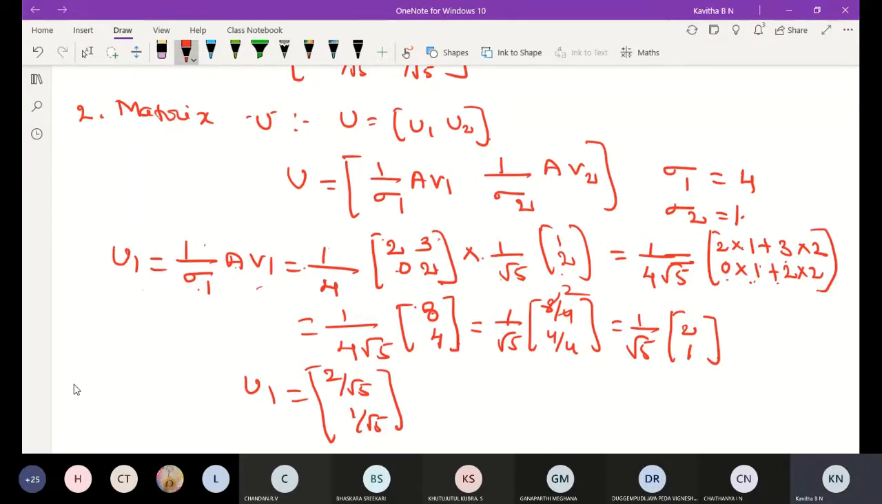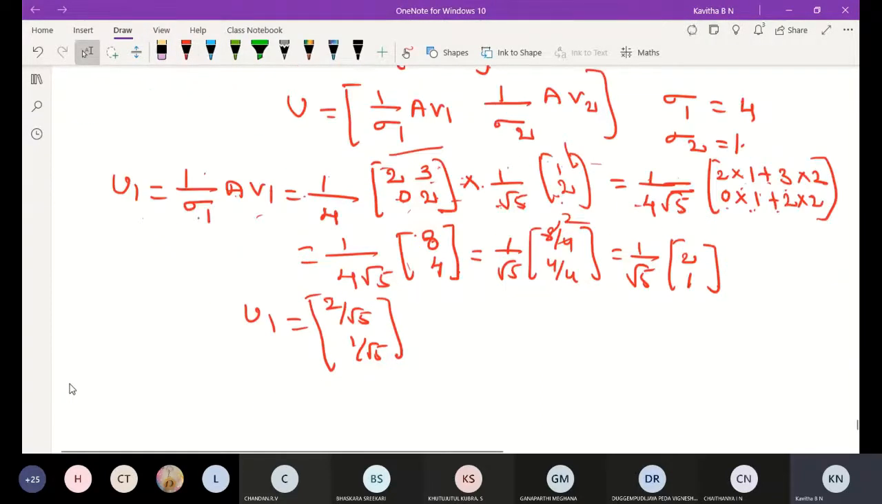Then 1 by 4 root 5, multiply here: 2 into 1 plus 3 into 2, then 0 into 1 plus 2 into 2. Okay, then multiply and you will get it. u1 is 2 by root 5 and 1 by root 5. Okay, got it. The next is to find u2.